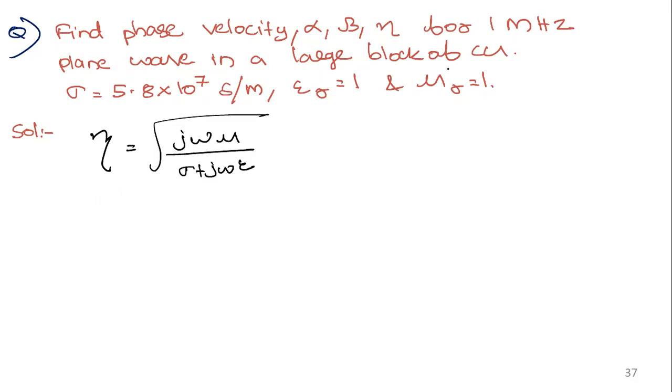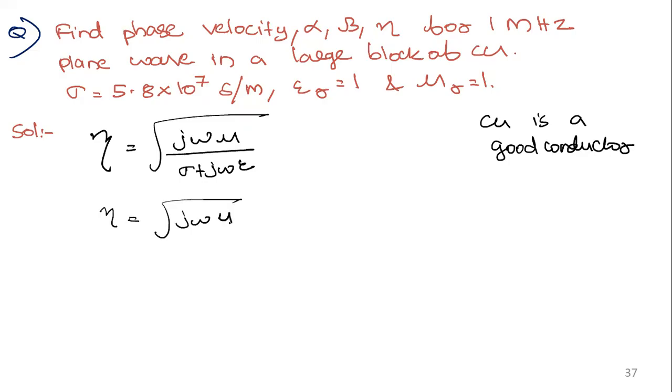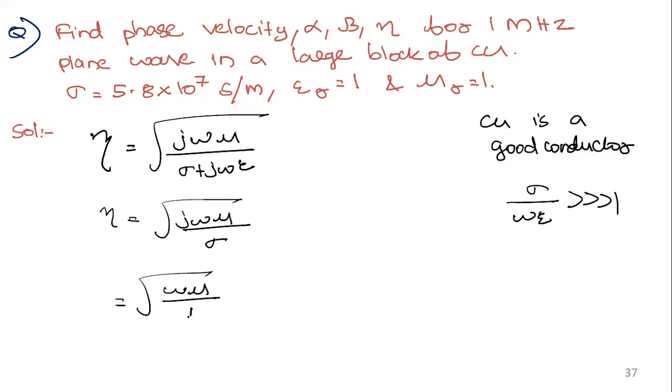They are talking about copper. Copper is a good conductor, right? Copper wire is a good conductor. You already know the good conductor property, so I'm not going to write everything here. It will be root of j omega mu by sigma, because for a good conductor sigma by omega epsilon is very much greater than 1. And what does j mean? J is 1 angle 90. So root of j, what will it be? Root of 1 is 1 itself, but the angle becomes half, so 1 angle 45 degree.